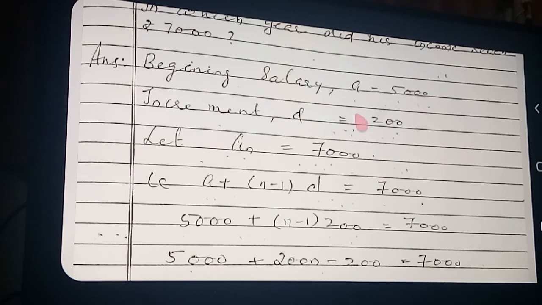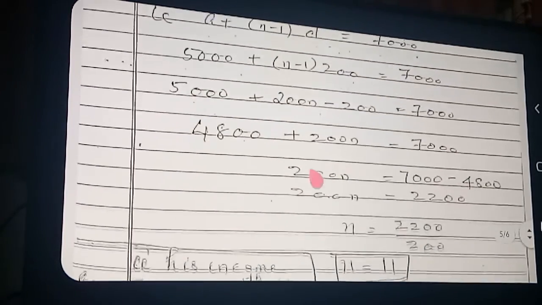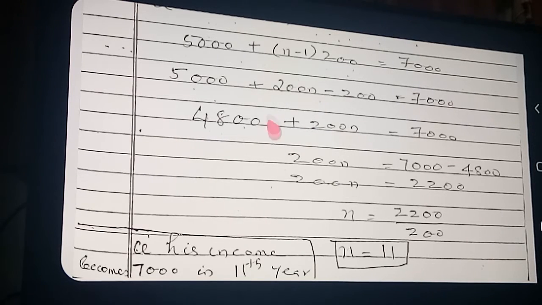Okay, what is the value of A? 5,000. Plus N minus 1 into what is the value of D? 200 is equal to 7,000. Therefore, 5,000 plus 200N minus 200 is equal to 7,000. Calculation you can do in any method. The same method is not compulsory. Whichever is convenient for you, you can do the calculation. Okay, calculate and find out.